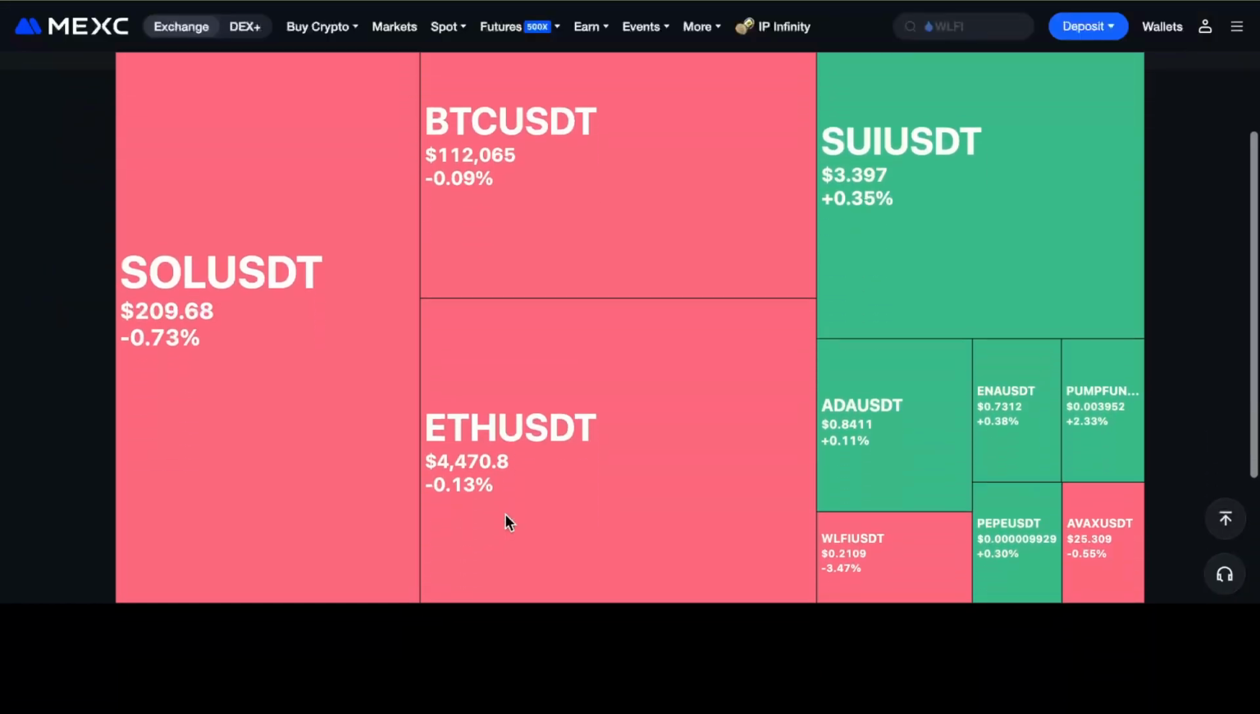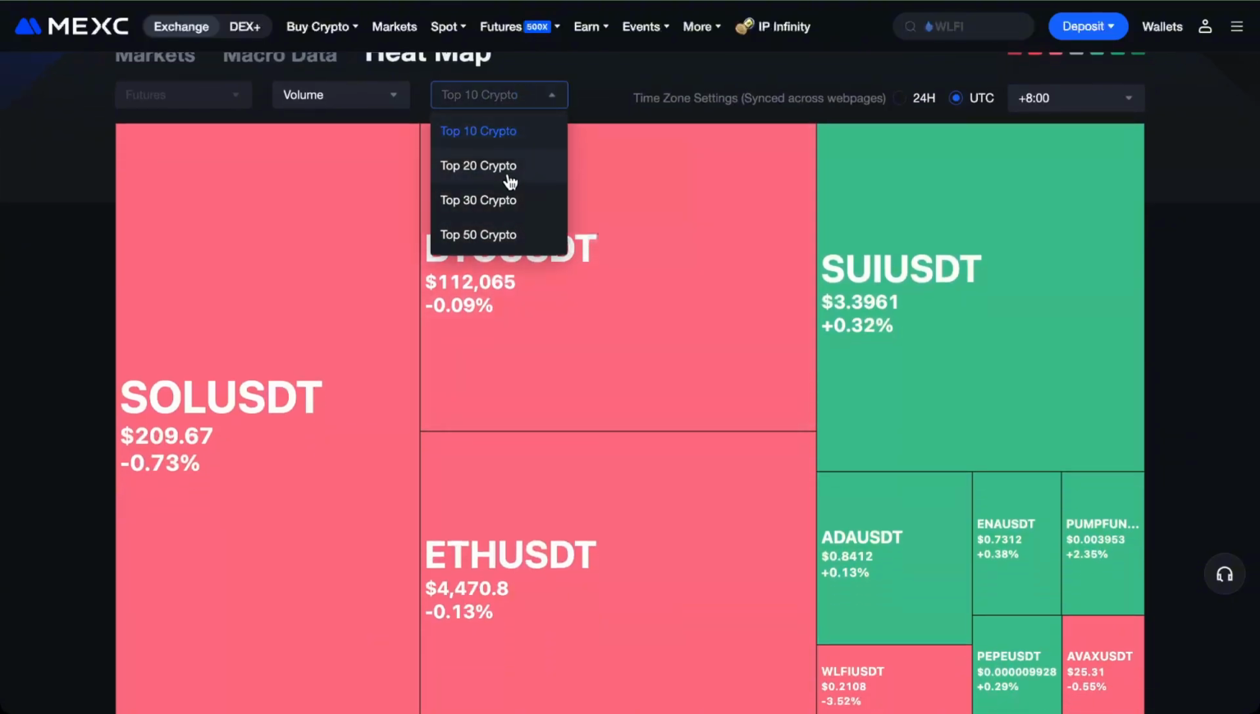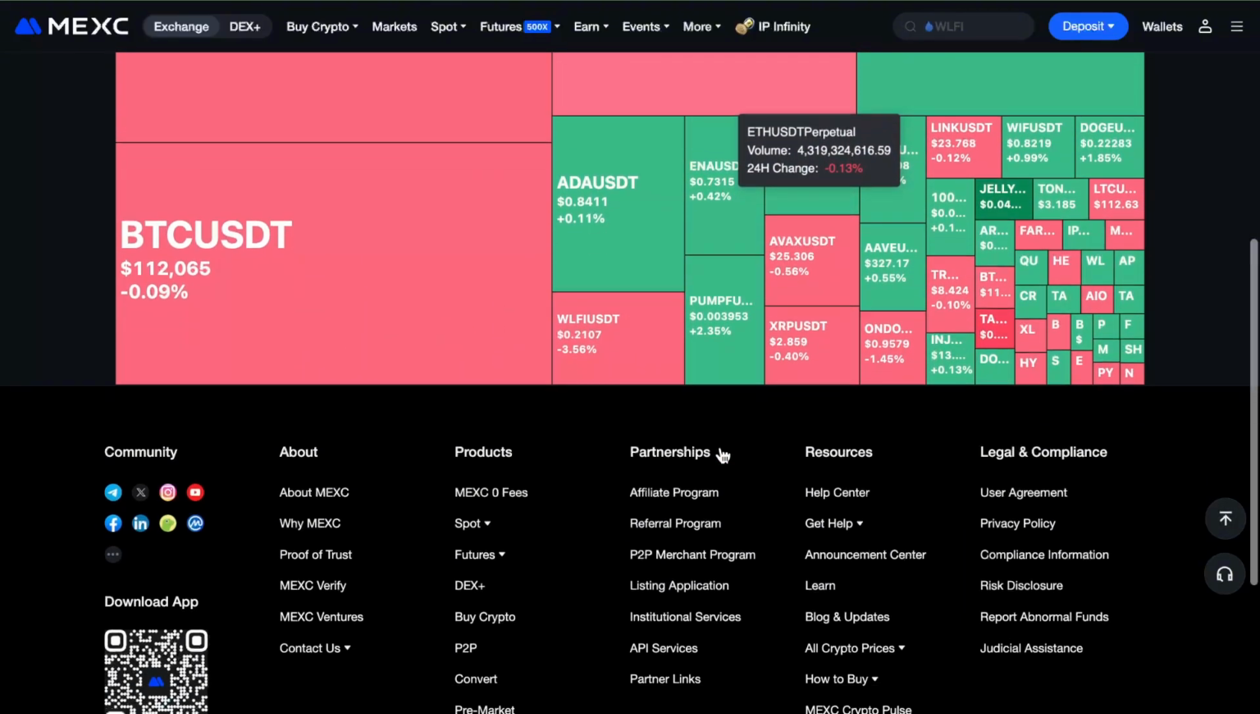Super helpful if you're trying to trade based on sentiment. And finally, the heat map. This is a visual overview of which coins are pumping and which are dumping. A quick glance can tell you where the money's flowing.